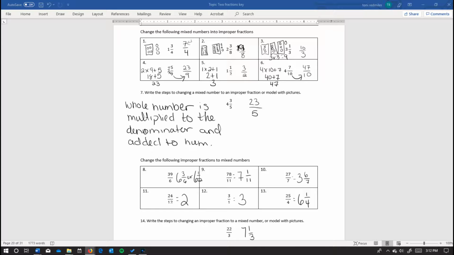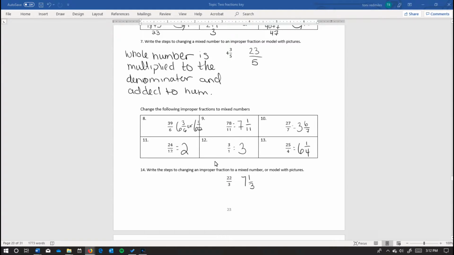All right, so let's look at the next ones, and they are turning an improper fraction into a mixed number. All right, so in this one I want to just do a few things. I want to first model it, and then I'll kind of do the same steps I did with the ones before. I'll model it, and then I won't model it the next time. I'll do the math, okay?